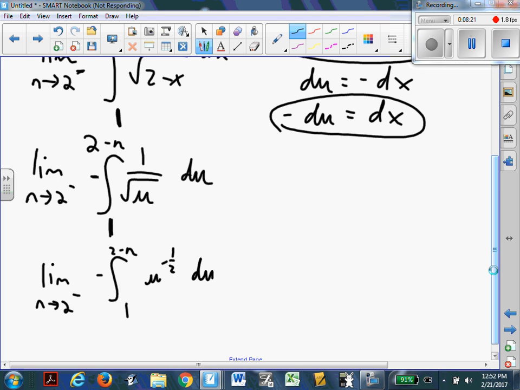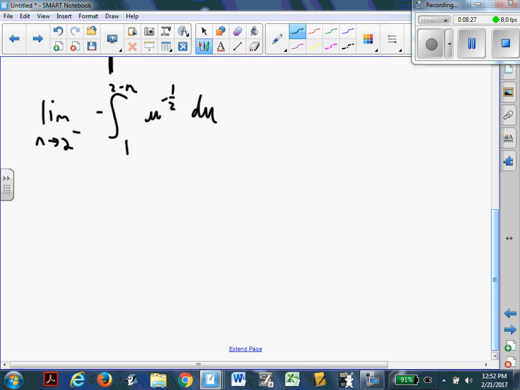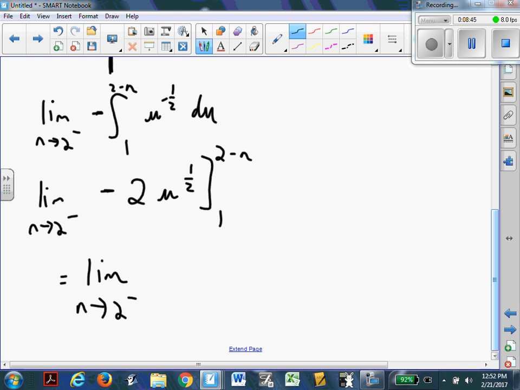And now when we integrate, we get that this is u to the 1/2 divided by 1/2, which is the same thing as 2. And then we bring this minus sign with us from 1 to 2 minus n. And so that's equal to the limit as n approaches 2 from the left of negative 2 times (2 minus n) to the 1/2 minus 1 to the 1/2.